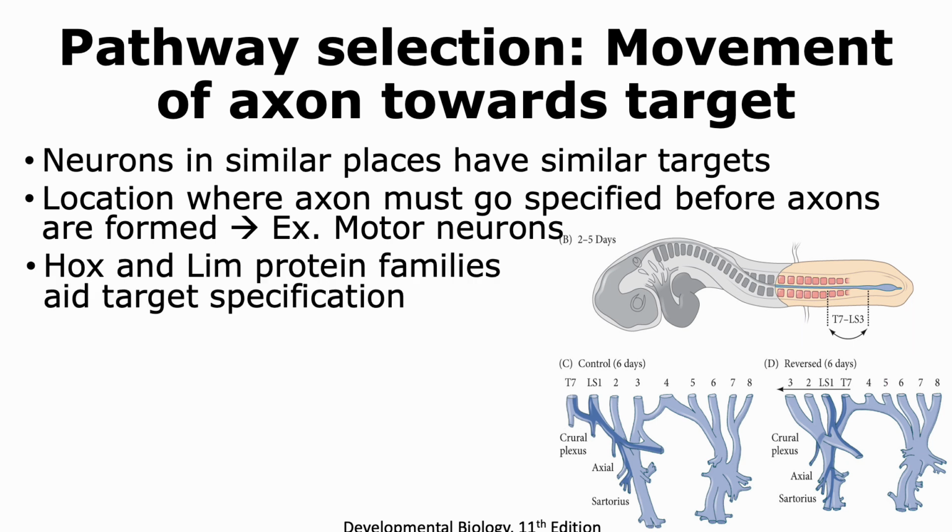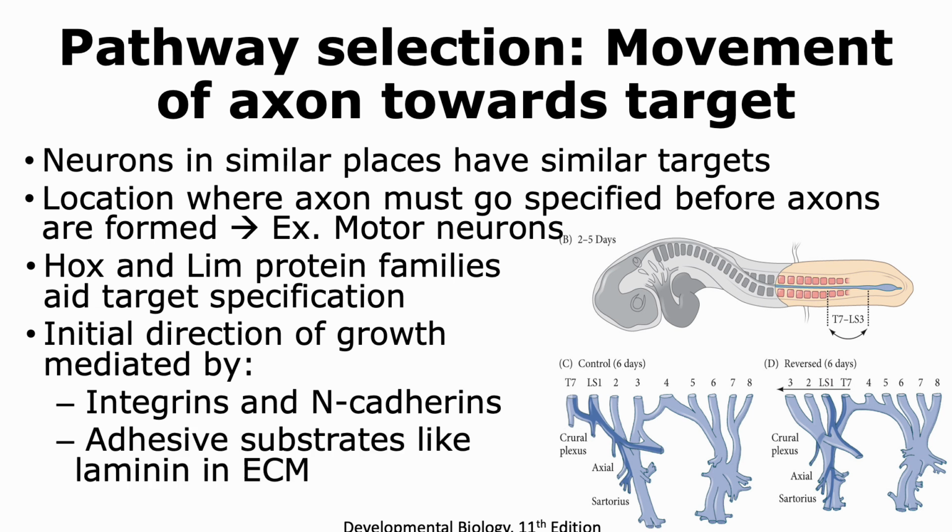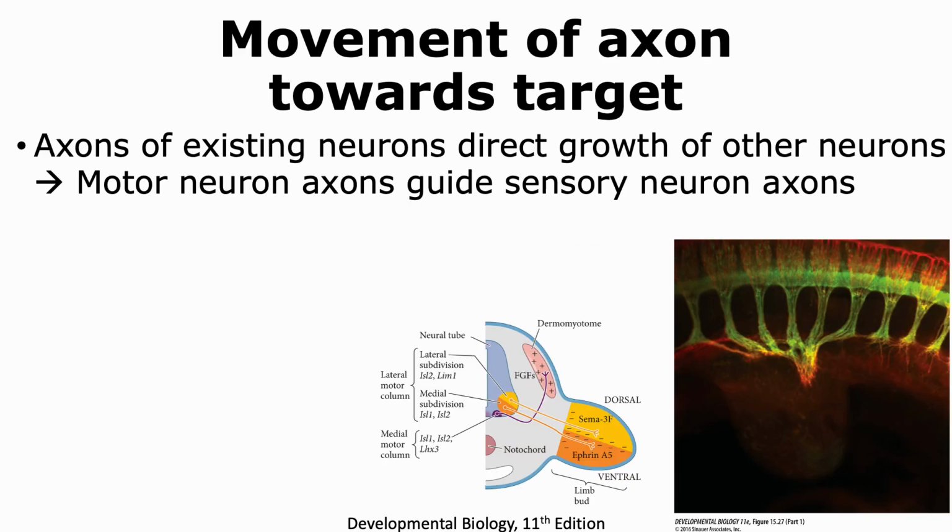Now, the Hox and limb protein families aid in target specification, and the initial direction of growth is mediated by integrins and cadherins. Adhesive substrates like laminin in the extracellular matrix also aid in movement of the axon towards its target. And finally, existing axons also help in movement. Let us look at how existing axons help in movement.